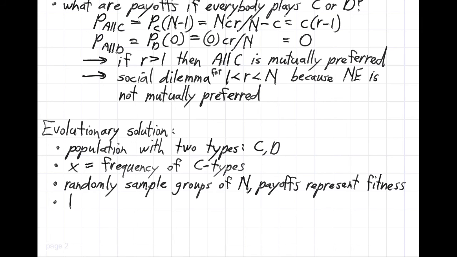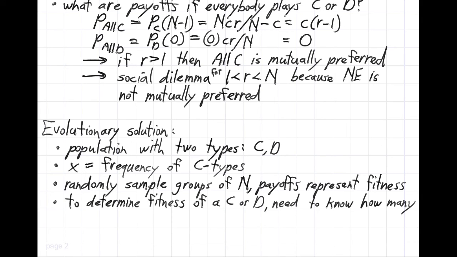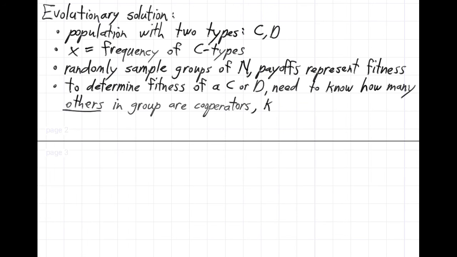So to figure out the fitness or the payoff of either type, we need to know how many others in the group are cooperators. So let's call that K bar, and we'll say that's on average, and that's what the bar means. So on average, how many others in the group are cooperators? Well, we can work that out. For K bar, there are N minus 1 others in the group, and the probability of any one of them that we sample to be a cooperator is just X, the frequency of cooperators.